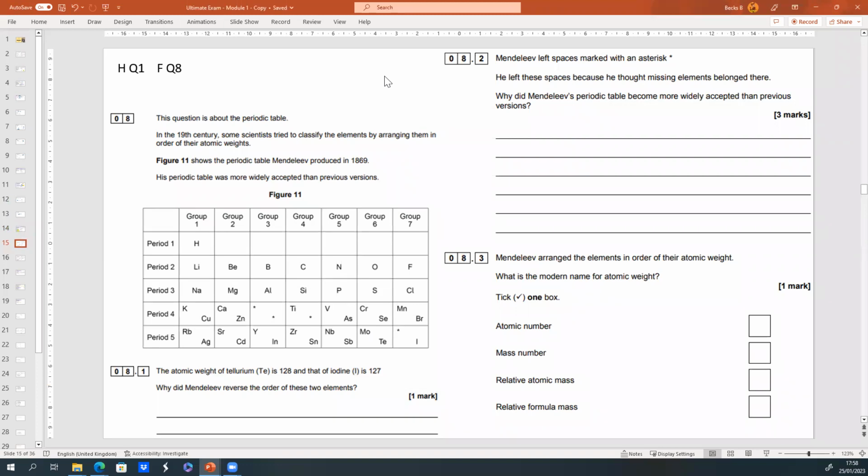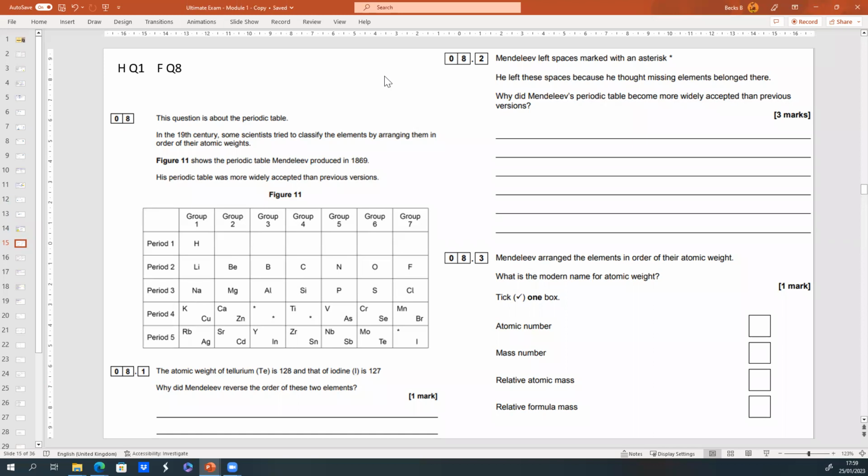Okay, so this is in the 19th century, scientists had to classify elements by arranging them in order of their atomic weights. Figure 11 shows the periodic table Mendeleev produced in 1869. So this is Mendeleev's table. So we've got 2 elements in the same box, gaps, etc. So the atomic weight of tellurium is 128 and iodine is 127. Why did he reverse these elements?